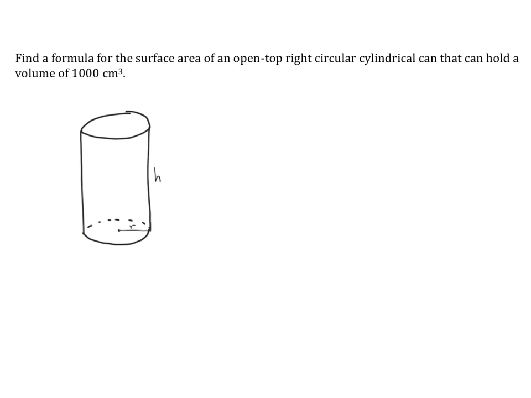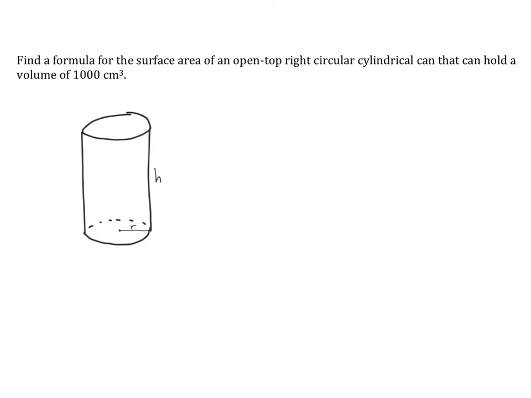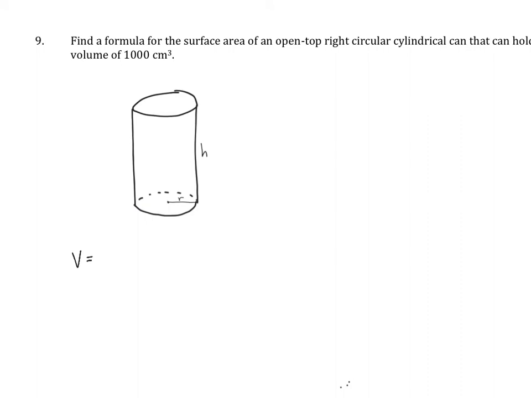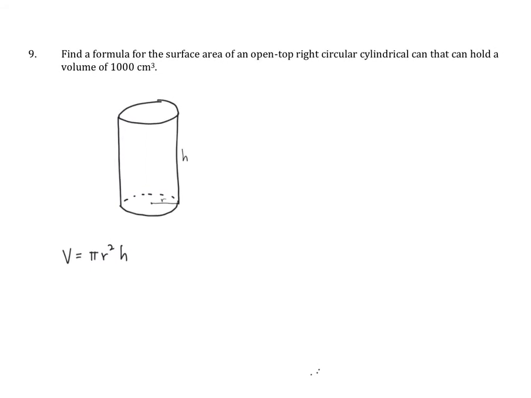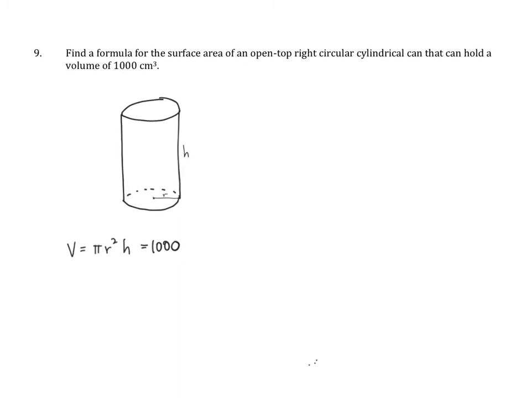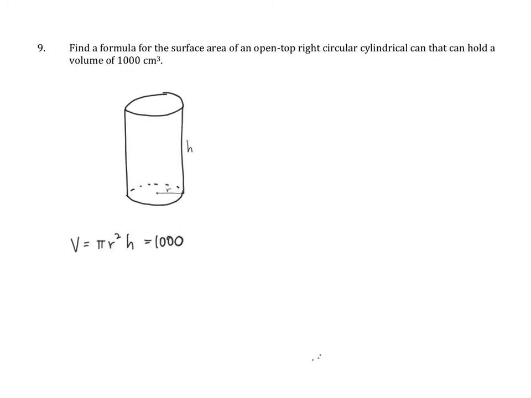All right, and then volume for a cylinder is pi r squared h. So the area of the base times the height. And then that has to be 1,000. Okay, so actually I started with the constraint equation first. Usually you'll start with the other one. Okay, find a formula of surface area.